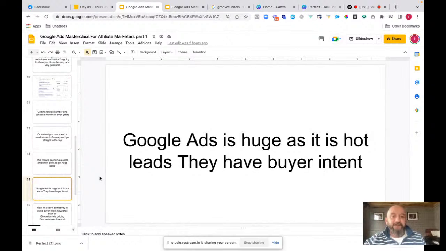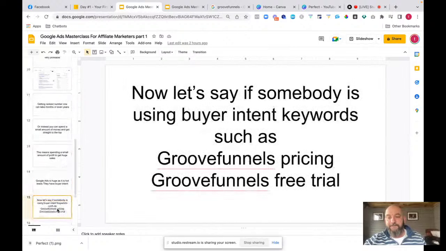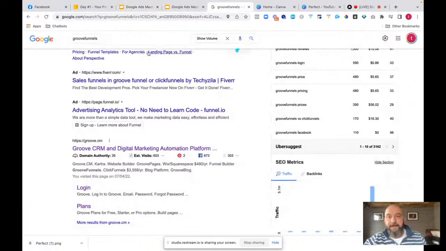So Google Ads is huge, and it's hot leads. They will come in with buyer content. Some prime examples: if somebody types in Groove Funnels pricing, we know that they're looking for how much Groove Funnels is going to cost them, so they are massively likely to go and buy Groove Funnels. The same goes for Groove Funnels free trial. If somebody's typing Groove Funnels free trial, then we're more than likely going to get them as an affiliate.